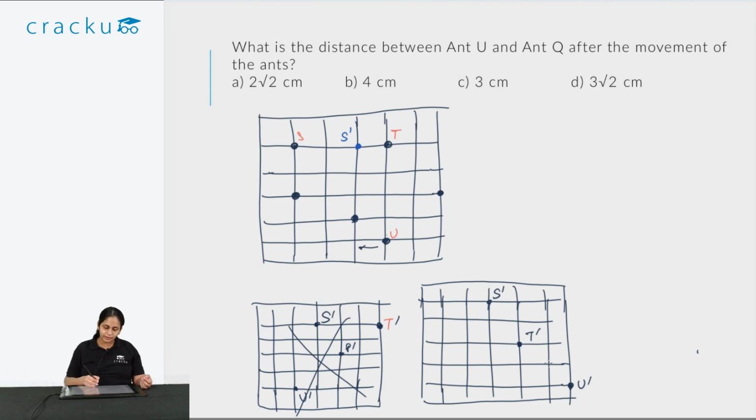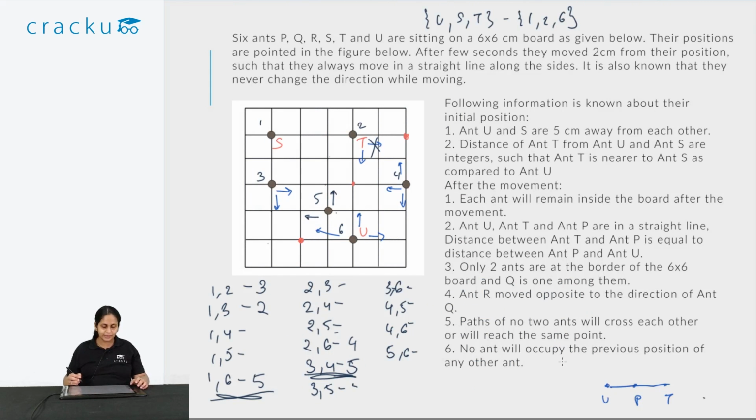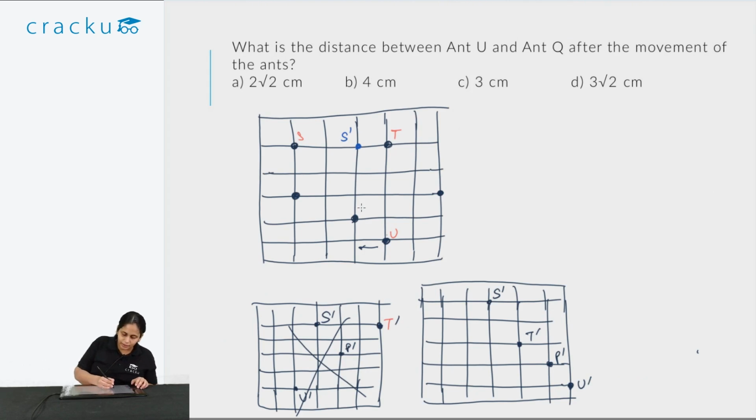Now we have to find, so this will be P dash. So that means that this point 5 is P. So this point 5 is P. So we get this as P, and sorry, I'll use a different color. This is P.